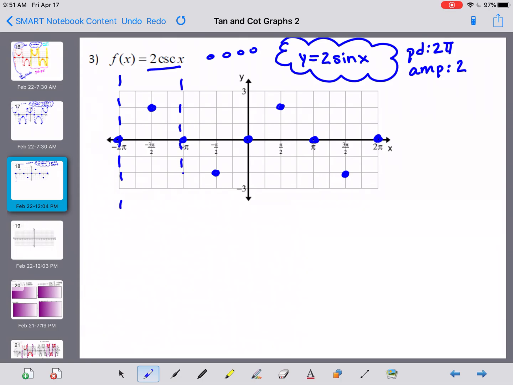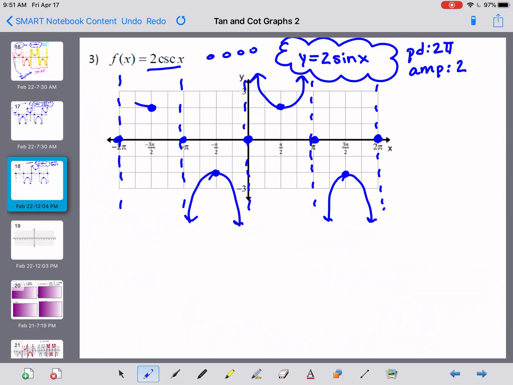All right, so I graphed my sine function there. If you want to connect it with a dashed line, you can. You don't have to. You'll see that I do that on my answer keys. Every x-intercept becomes an asymptote, every max and min point becomes the vertex of a parabola that opens away from the x-axis. And there you go. Right?